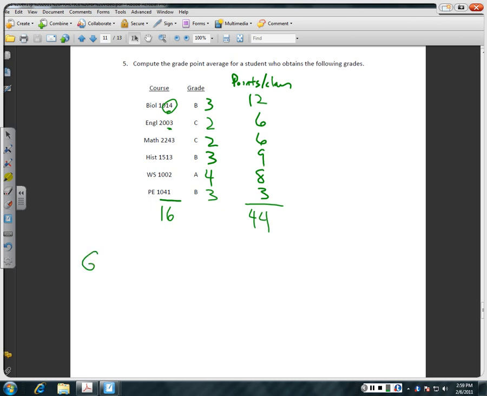And your GPA is just equal to the total points over the number of hours that you're taking, or the total hours. And that's 44 divided by 16, and that is, if I remember right, a 2.75. But let me check here. That's correct.